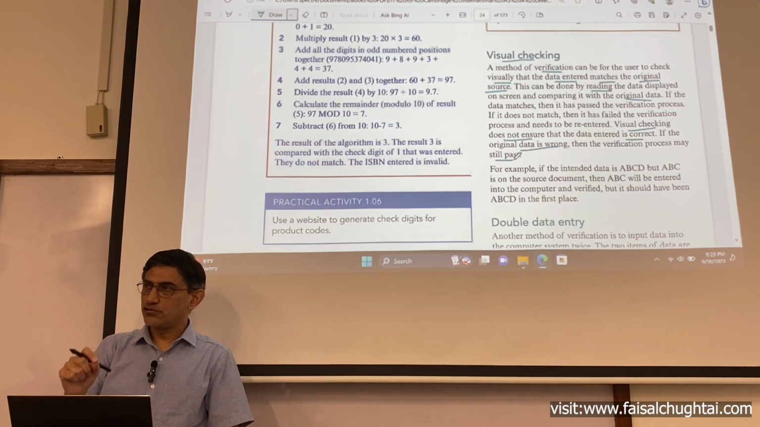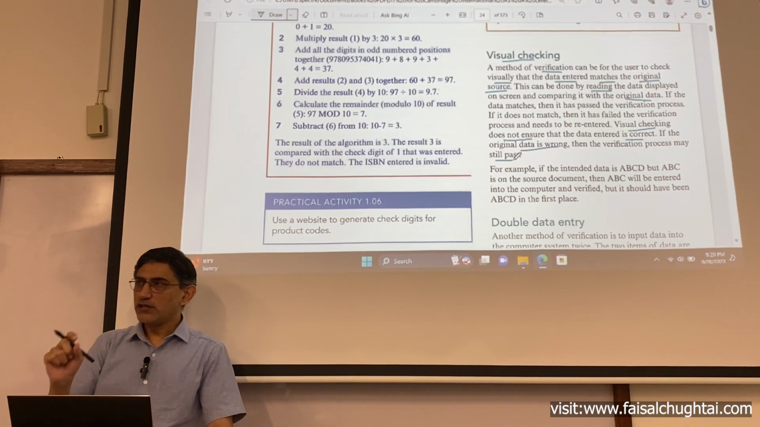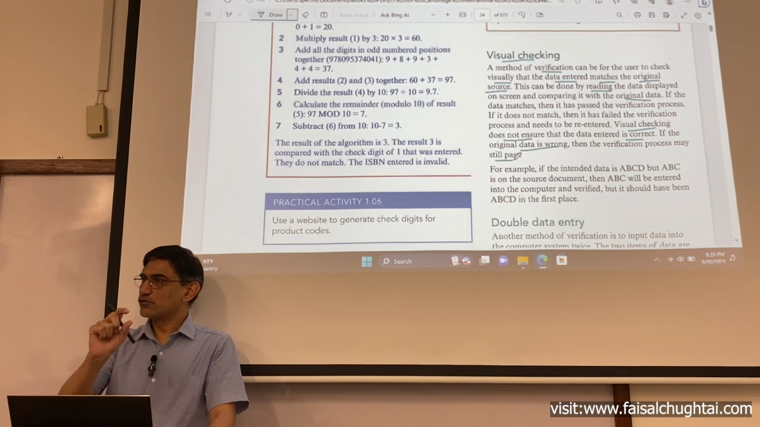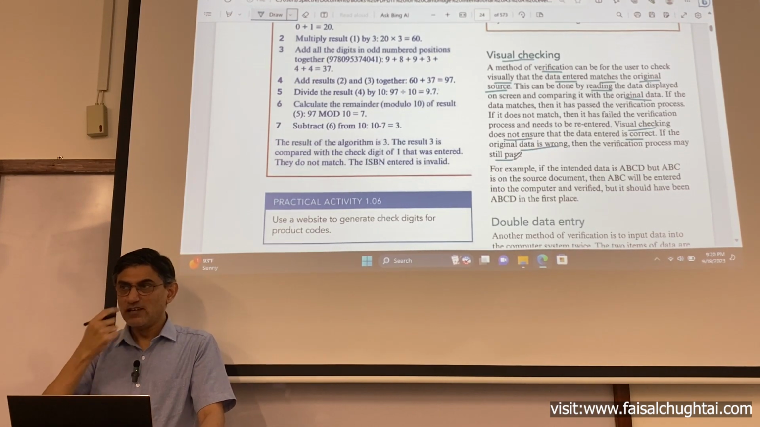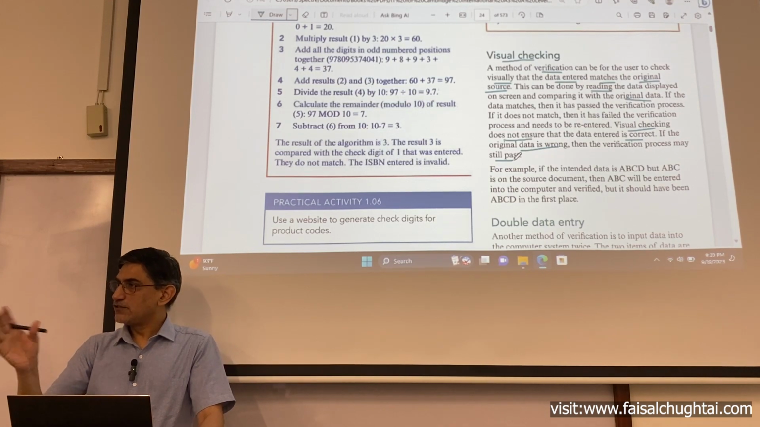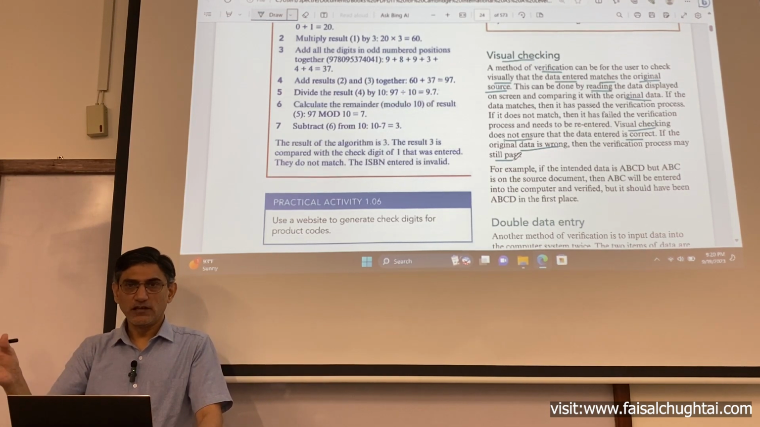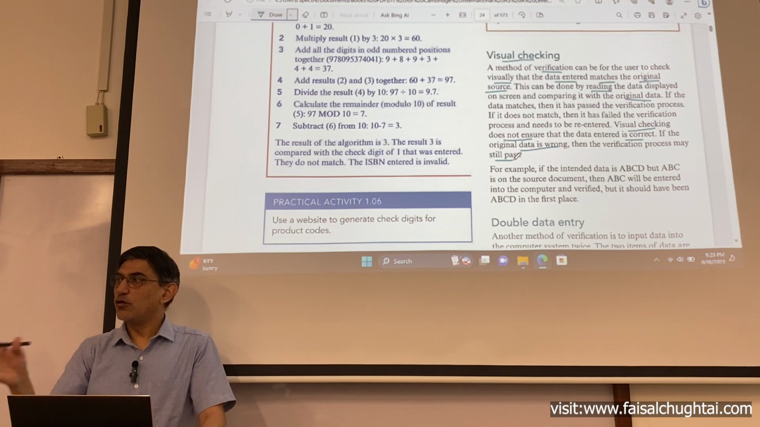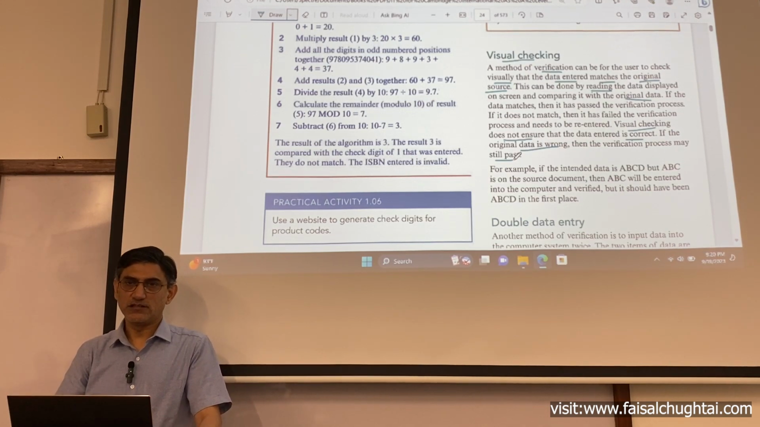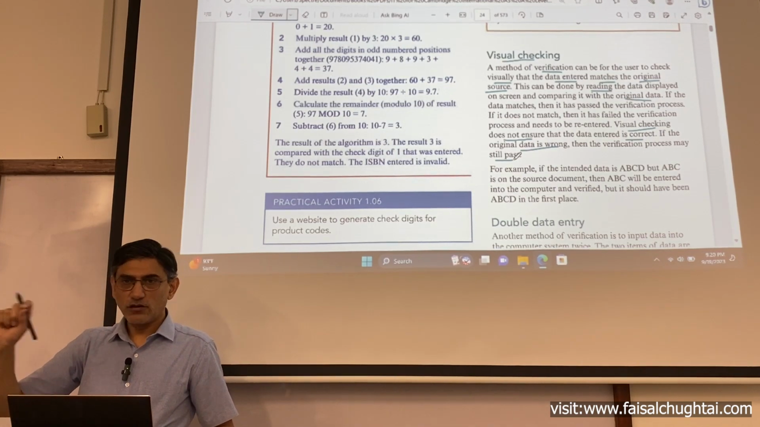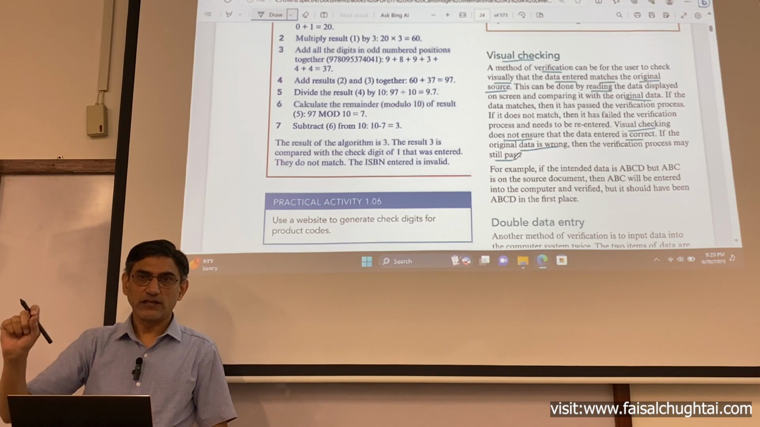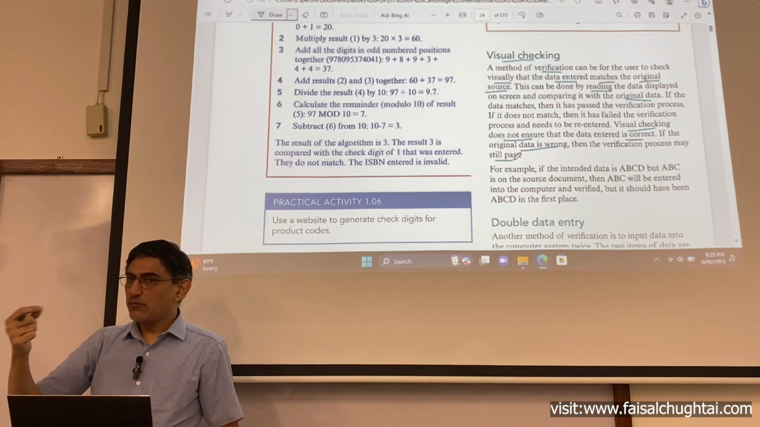But you know what he's actually trying to say here? He's trying to say this: what if whatever is there on the source document has been accurately typed into the computer? As far as the visual check is concerned, it is okay. But what if the data that you're copying was incorrect in the first place? Are you getting what I'm saying? Somebody who actually wrote that data on the source document wrote it correctly, then that would not be your fault.